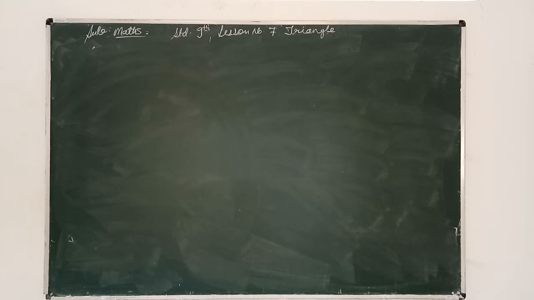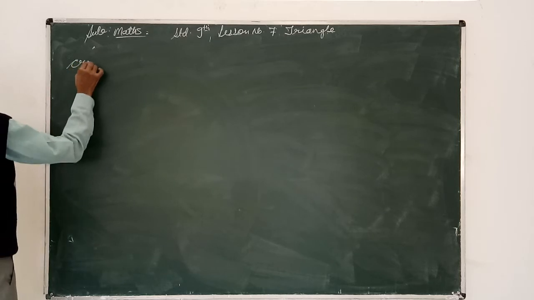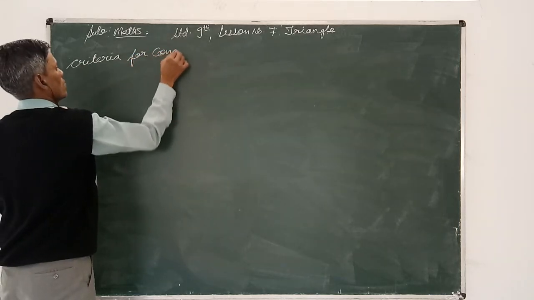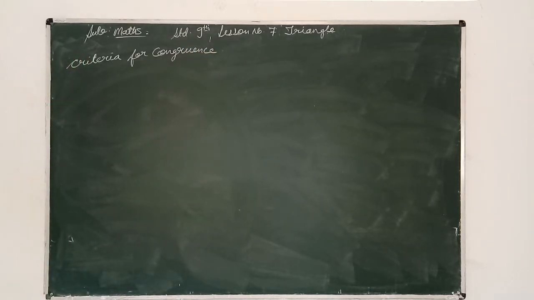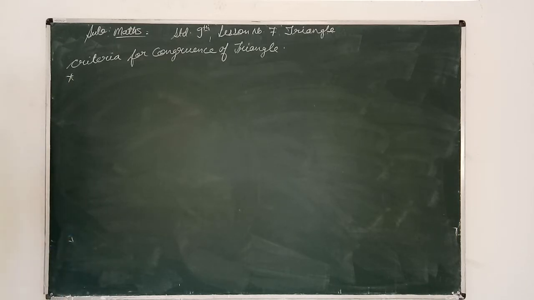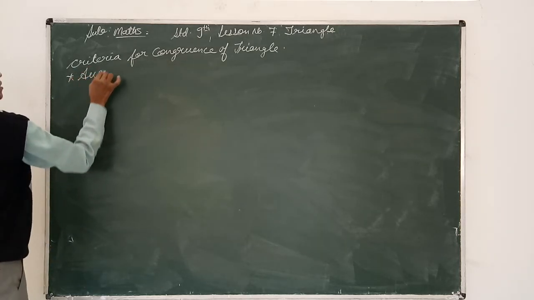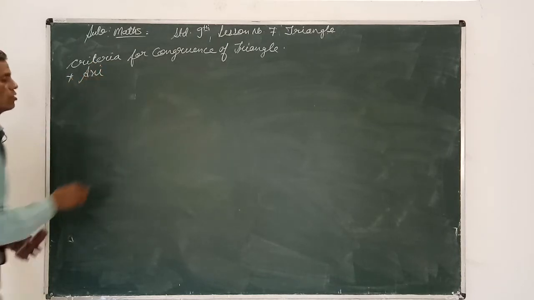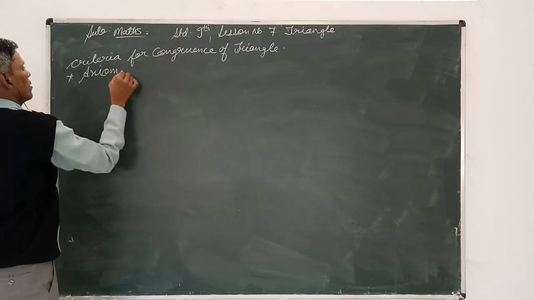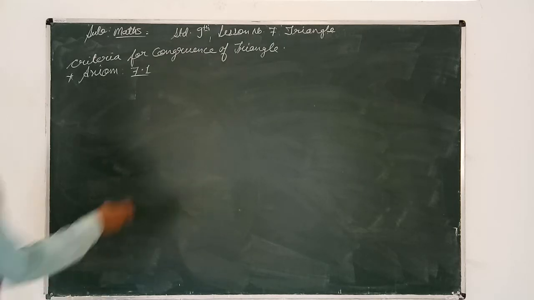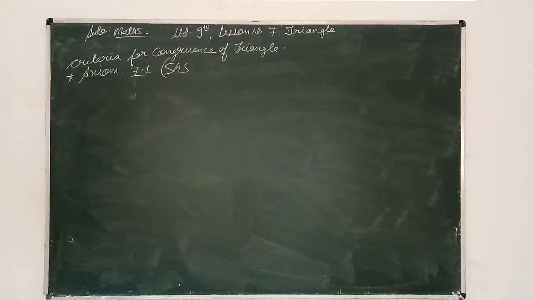Now, what are the criteria for congruence of triangles? First, axiom 7.1. Let us see what axiom 7.1 is. SAS congruence rule. Axiom 1 says that SAS. What do you mean by SAS?